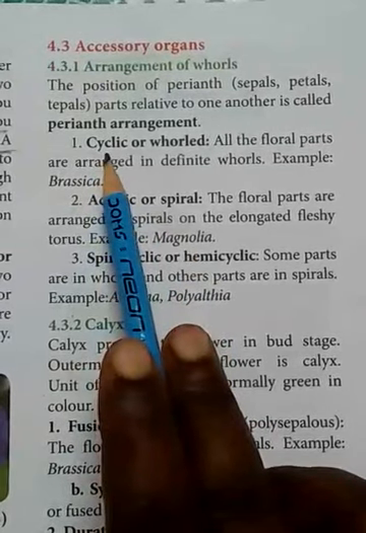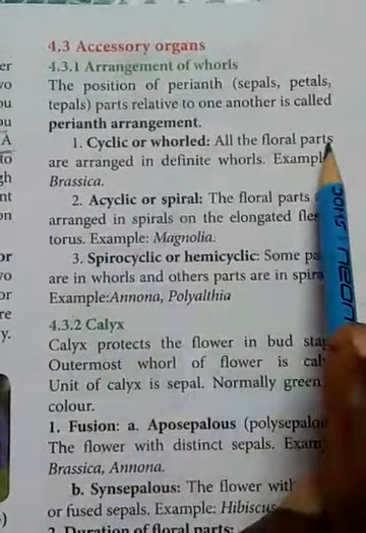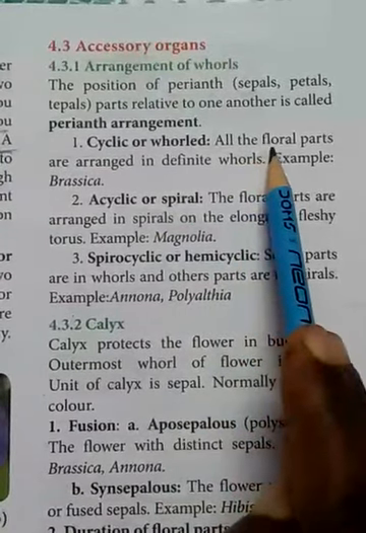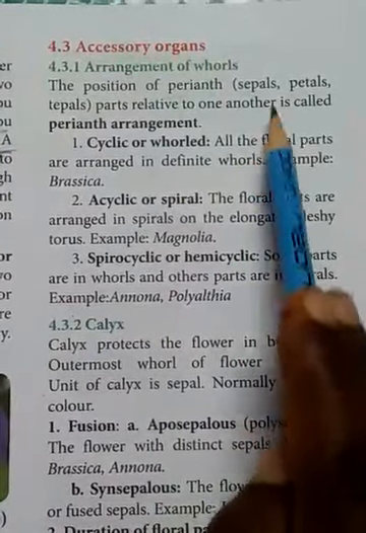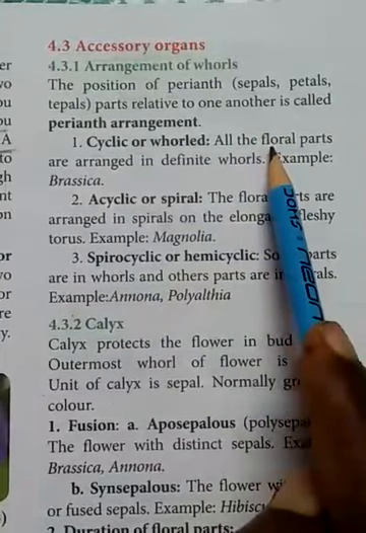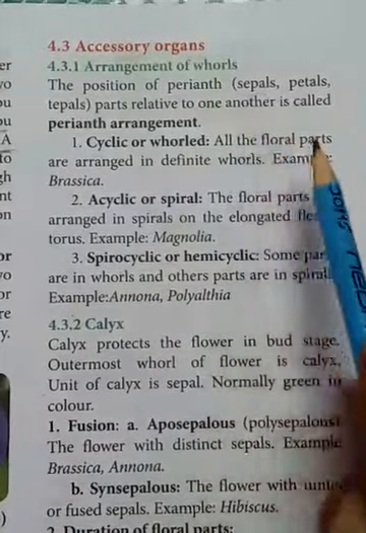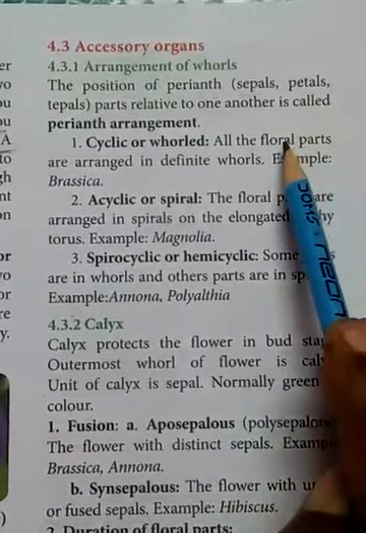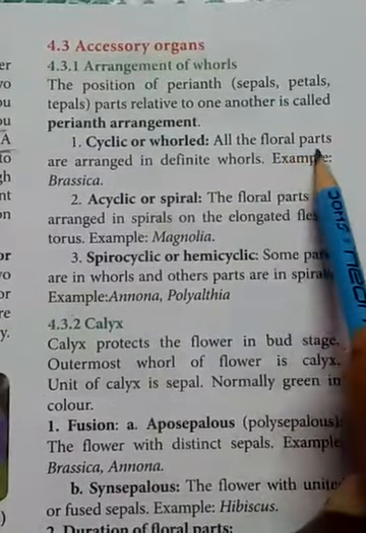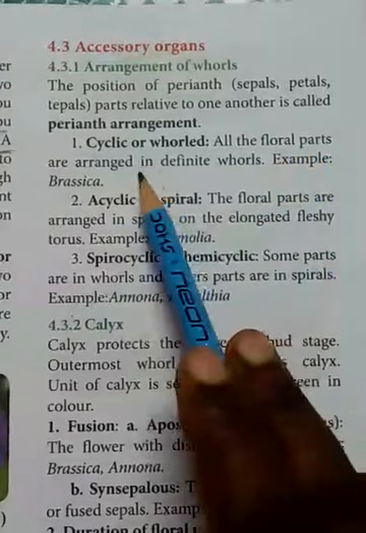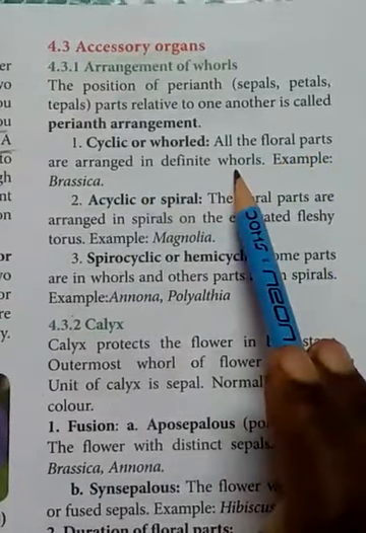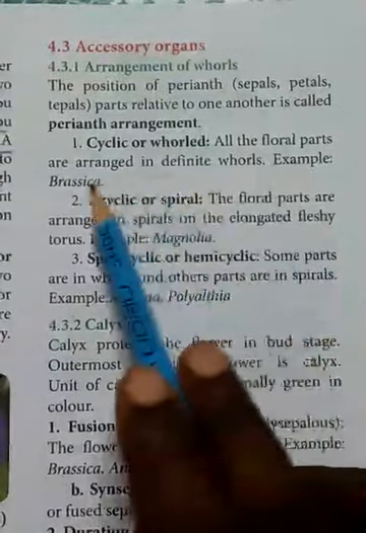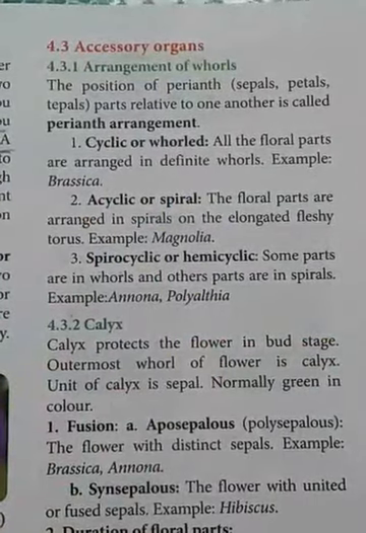So what is cyclic? All the floral parts are arranged in definite whorls. As we have studied, four whorls are there. Each whorl has different members. That is calyx, the outermost whorl, is made up of sepals. Corolla is made up of petals. So here the floral parts of each whorl are arranged in a definite pattern. Then it is called cyclic or whorled. Example you can find in Brassica.